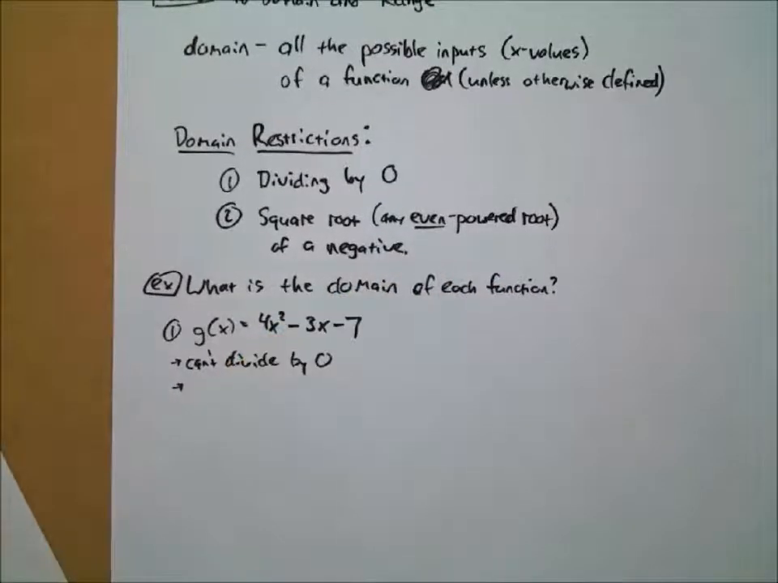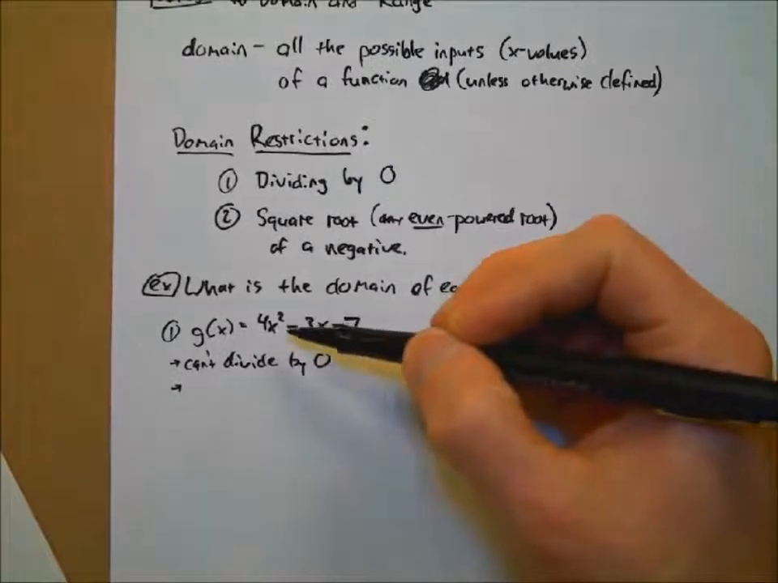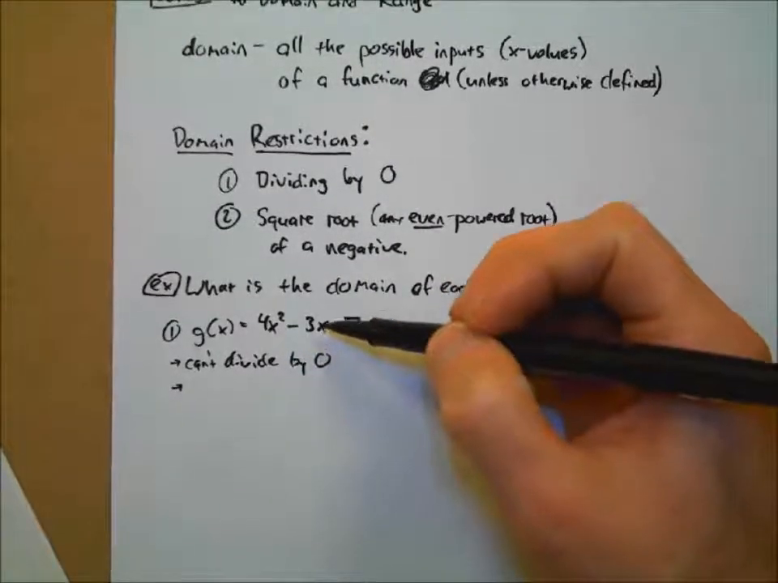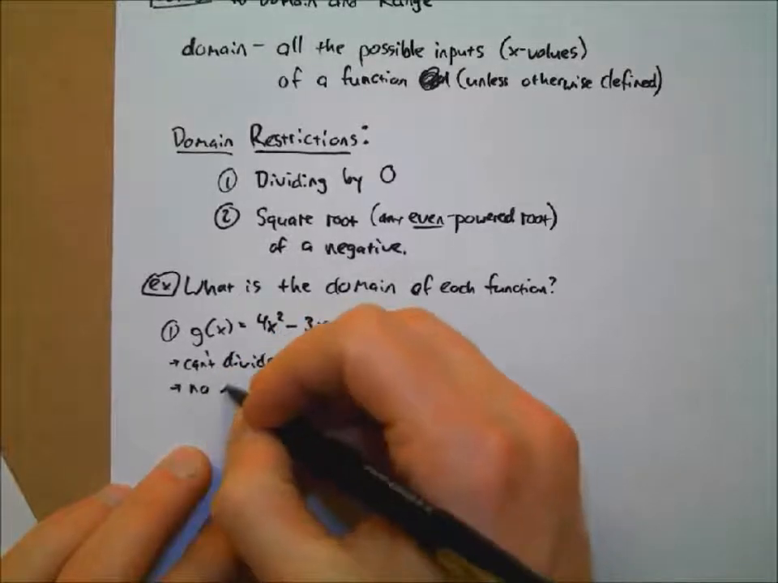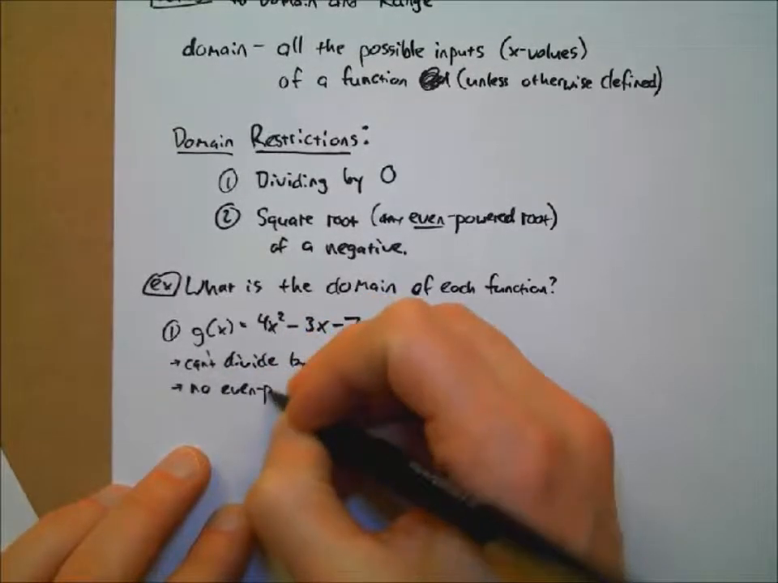Could we possibly take the square? Is there a square root, or is there an even powered root in this problem? No, right? We're going to take our x value and square it, but that's not a square root. That's just squaring something, right? And we're going to then take another x and just raise it to the first power there. So, again, no even powered roots.